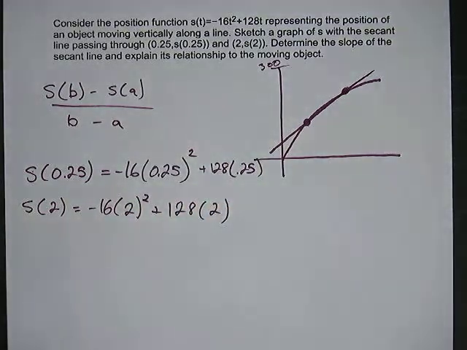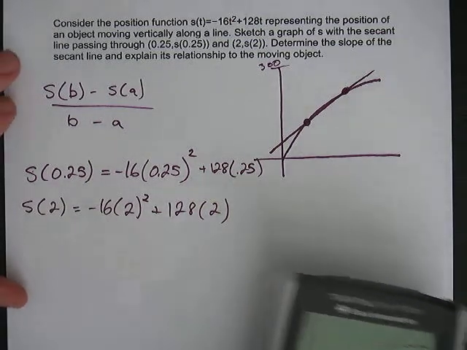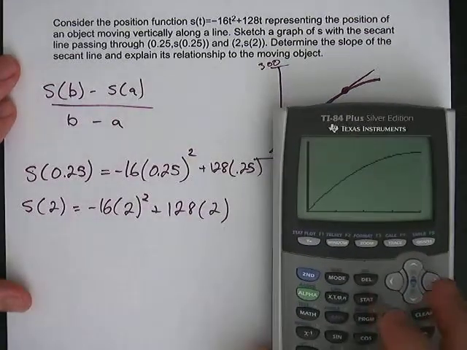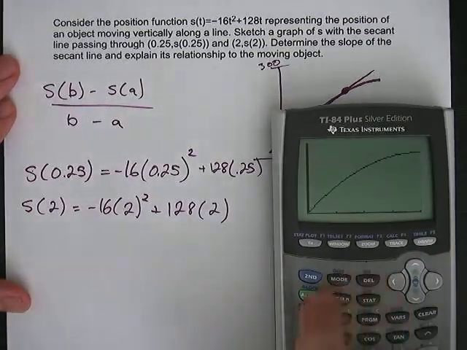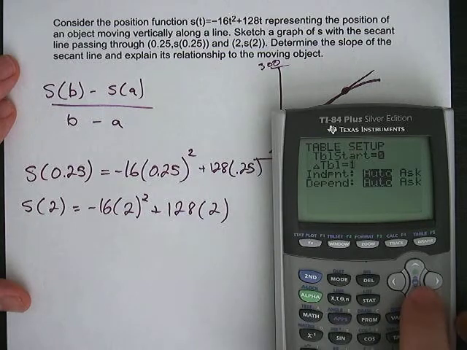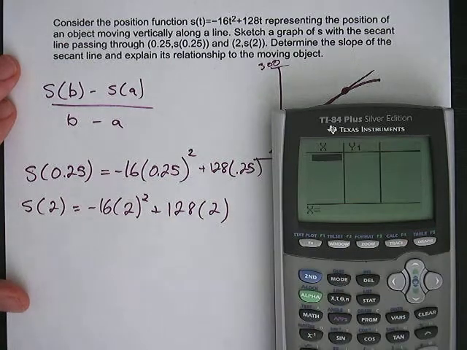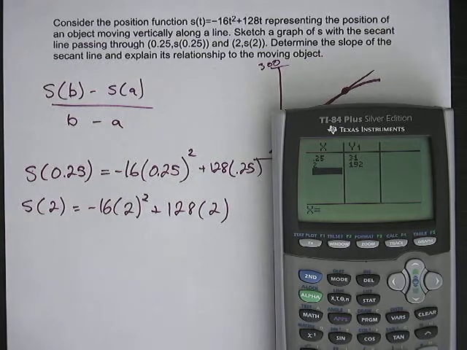Since we've already got the thing graphed in our calculator, we can use the calculator to get these values pretty quickly. You can do that by hand too if you want, but let's do it in our calculator. I'm going to hit second window, which brings me to this screen. I'm going to ask on the independent variable, and then hit second graph, which will bring up a table. It's empty right now, and I'll just plug in the value. 0.25 gives me a value of 31, and then 2 gives me a value of 192.